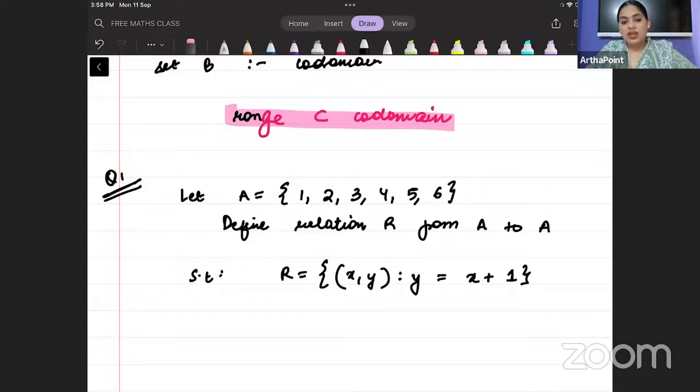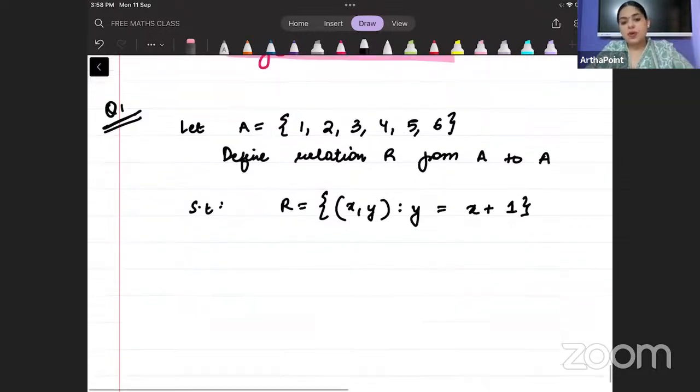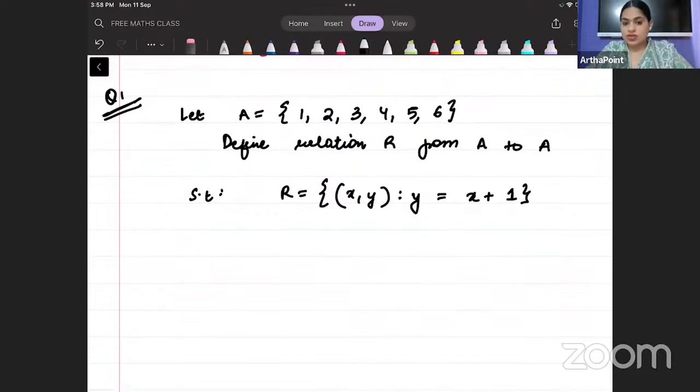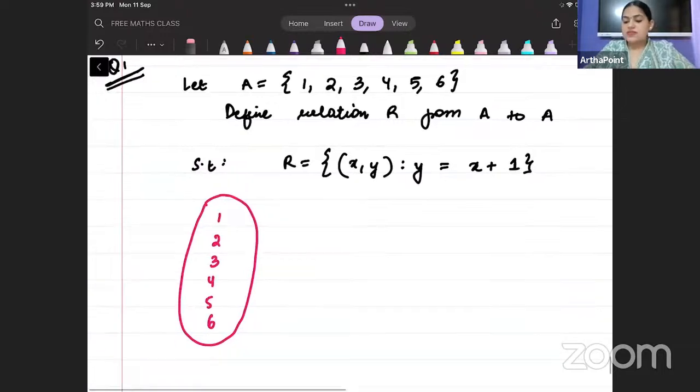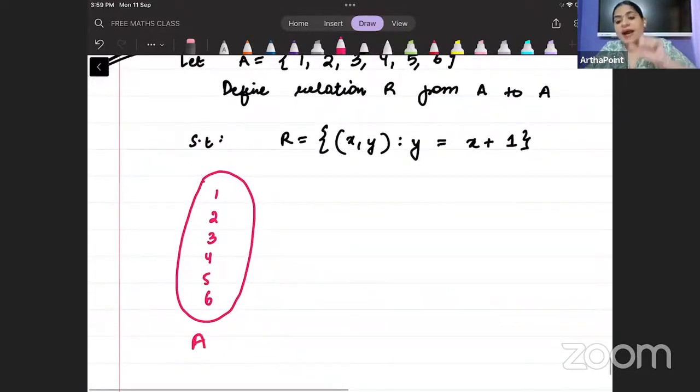Relation is all elements (x, y) where y is x plus 1. Let's try to understand this carefully. Beta, if I make A, then A will be 1, 2, 3, 4, 5 and 6. This is A. I have to create a relation from A to A, no doubt. But the image that I have should be whatever element is there in A plus 1.